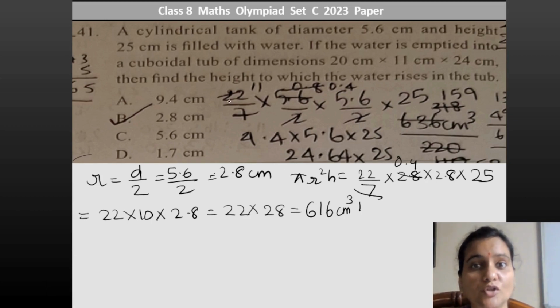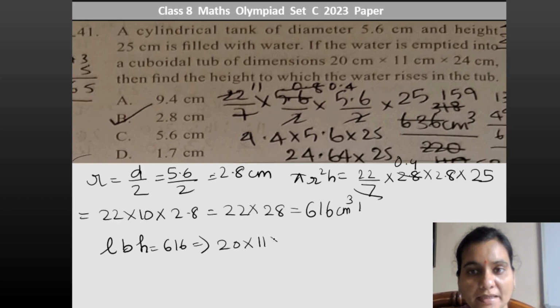If the water is filled into the cuboidal tub of these dimensions, it is asking to find the height to which the water rises in the tub. It's given like this: length into breadth into height. But this is the actual height of the cuboidal tub, not the height of the water that will be inside the tub. So we have to find that height. I can use this formula: L into B into H is equal to 616. Length will be 20, breadth will be 11, and height we are going to calculate. So height is 616 divided by 20 into 11.